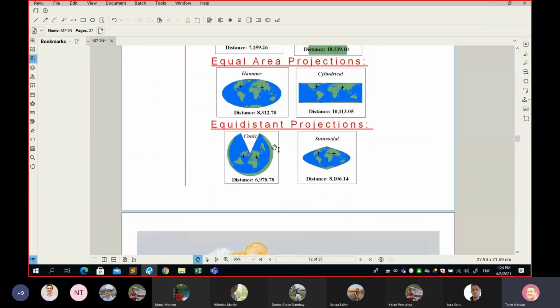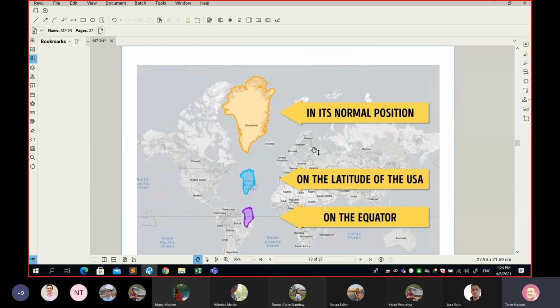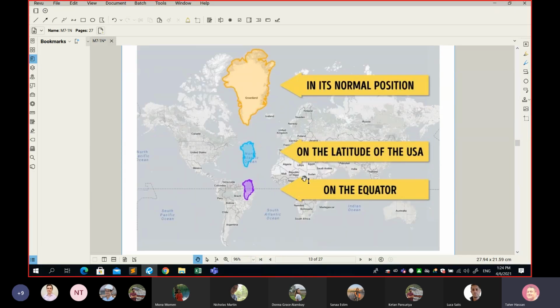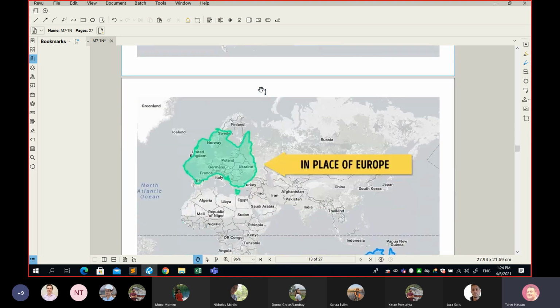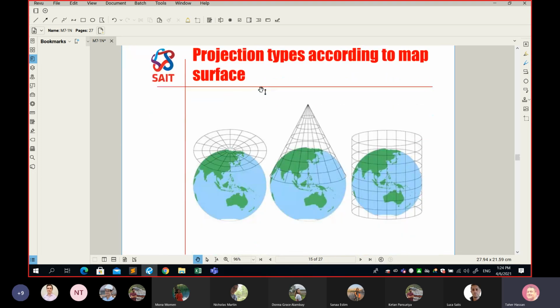Now you can see here a few examples. If you take one country and place it on the equator, it will look smaller, only look smaller on the map. The country stays the same area. However, when you move the country to the equator, it gets smaller. As you move the same country to the North Pole, it gets super big. That's because of distortion.